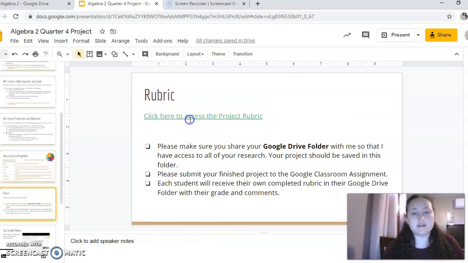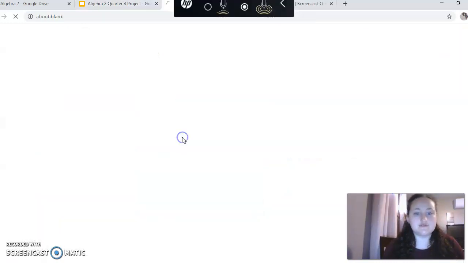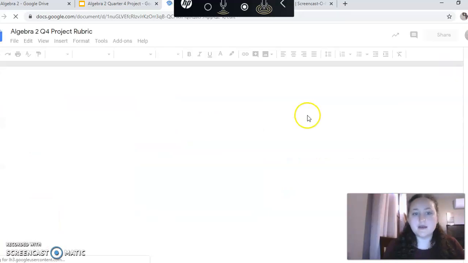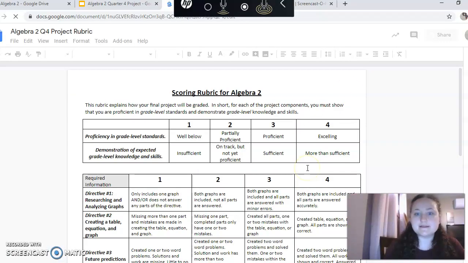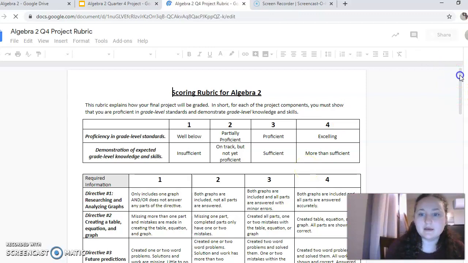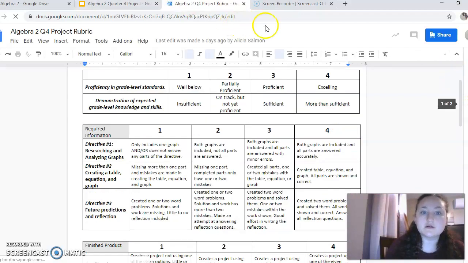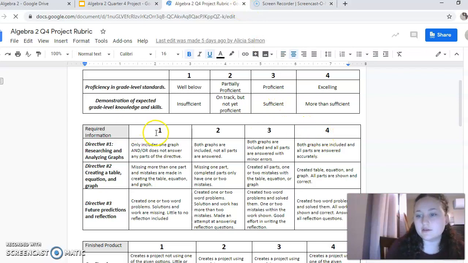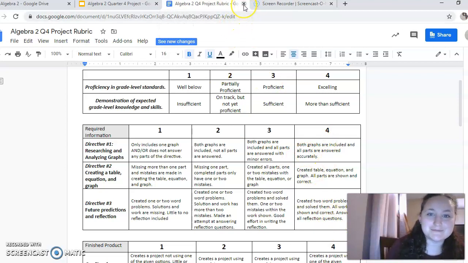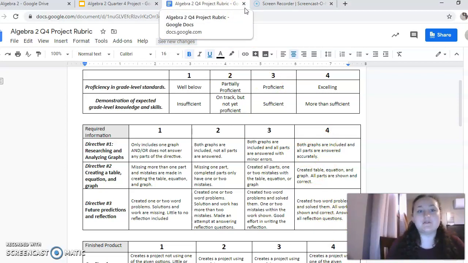The rubric, if you click here, you will get access to the rubric. Everyone's going to get their own copy of this, and then I will be grading each part. So you can go through that to see what's expected to get a 4. What do I expect for you to get a 1 with? You want to strive for 4s. This should be easy enough for you to get all 4s.